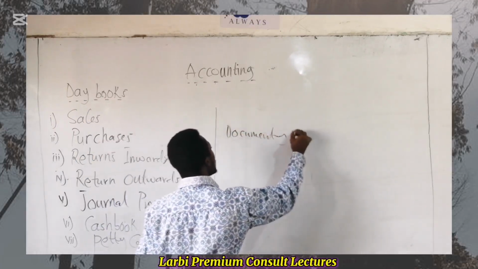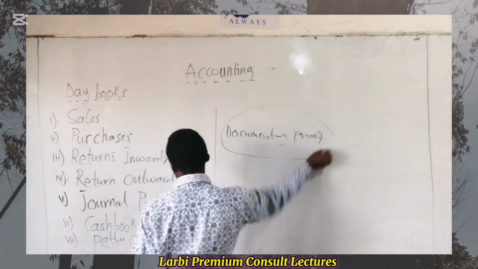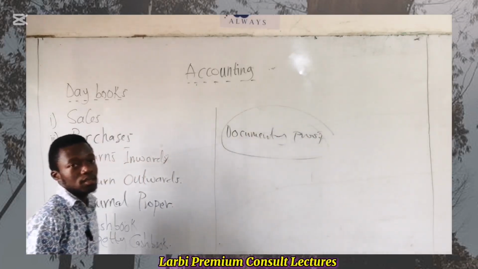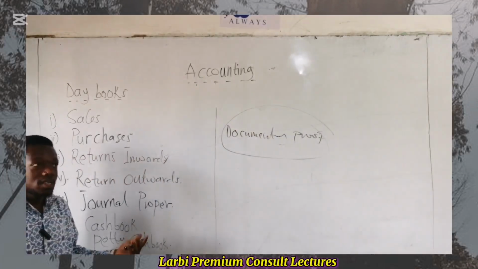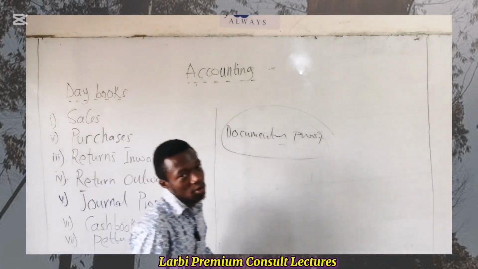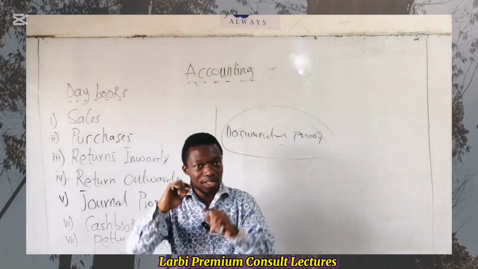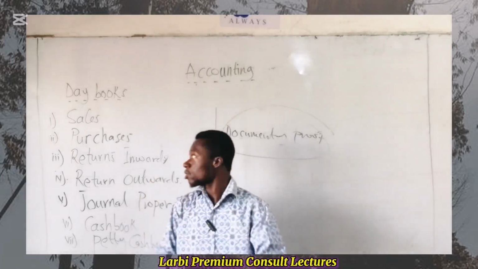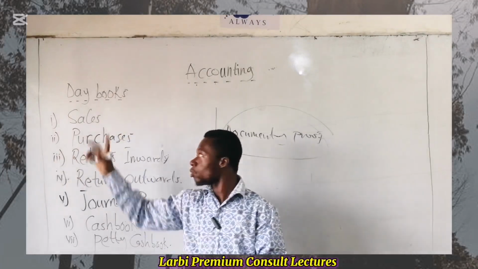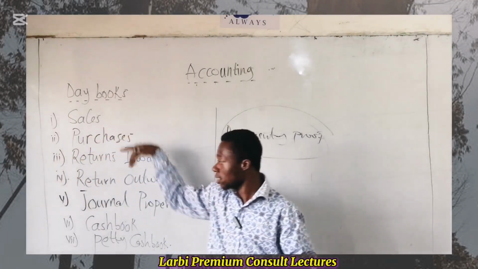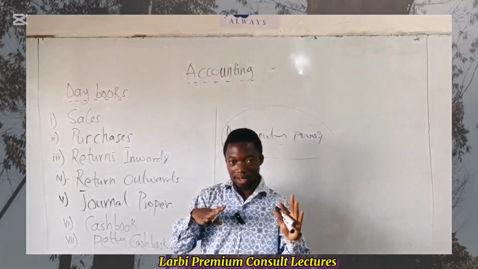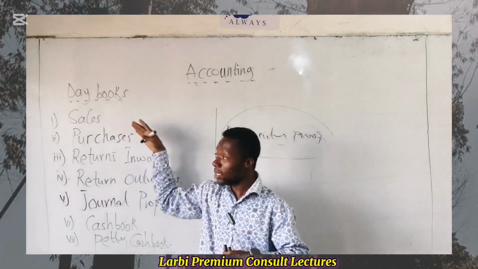A documentary proof that a transaction has occurred. So for instance, if I went to the bank to pay for my school fees, the bank will give me a receipt. That receipt is what we call the source document. So when I bring it back to the business, I will look at that source document and make records in the books. That is the idea about source document. So we are going to discuss them in line with that.